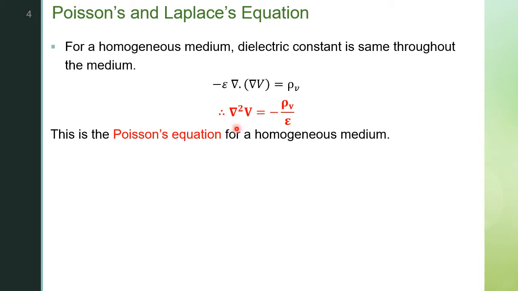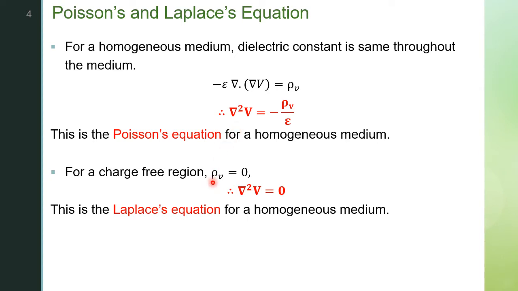That is, we are taking the second derivatives of a scalar parameter. Now, if we extend into Laplace equation, this rho V, which is the volume charge density, is considered as 0. Then we will get del square V equal to 0, and this is called the Laplace equation for a homogeneous medium.